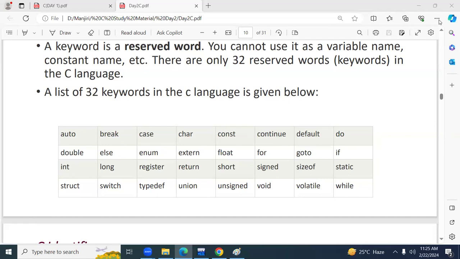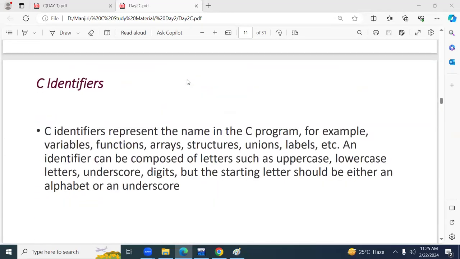Okay. Now I'm moving towards the C identifier. Please try to read out whatever I have written inside the slide. Just read for 2 minutes.